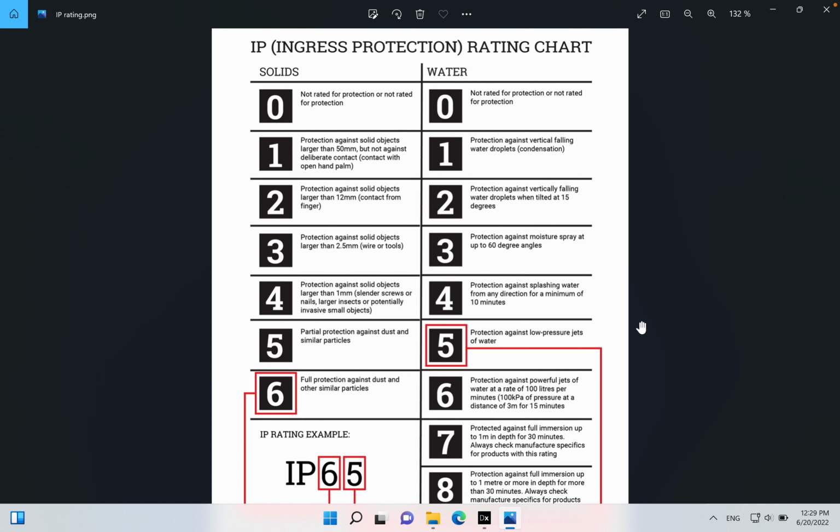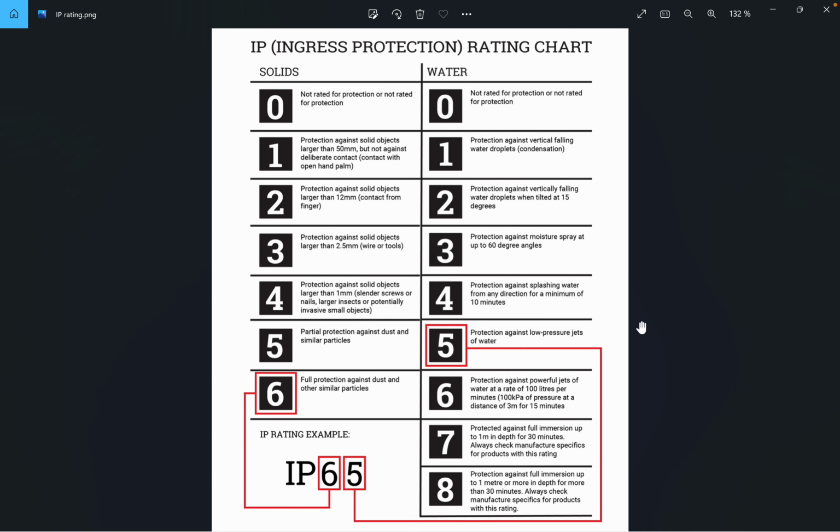Therefore, I prepared already for you. IP stands for Ingress Protection Rating Chart, and here the IP rating has two digits. The first one stands for the solids, so we have from 0 to 6, and of course the protection against solids is from low to high, so it means 0 is low, and 6 has a full protection against dust and other similar particles. For example, if the first digit is 2, it is the protection against solid objects larger than 12 millimeters and contact from fingers, for example.